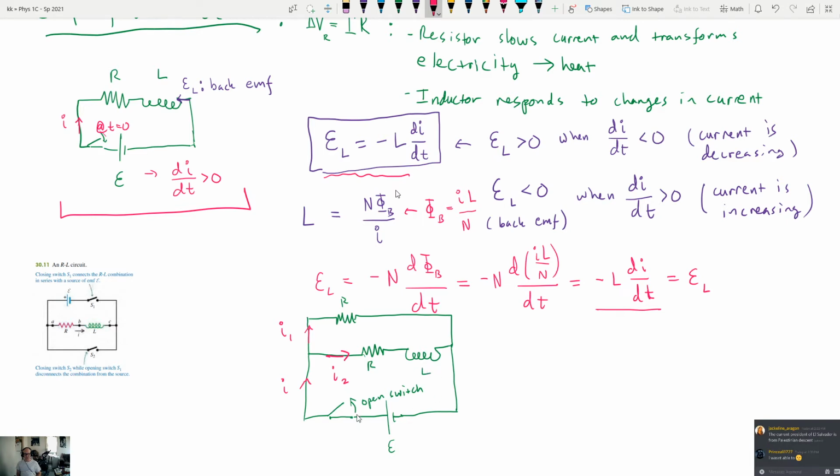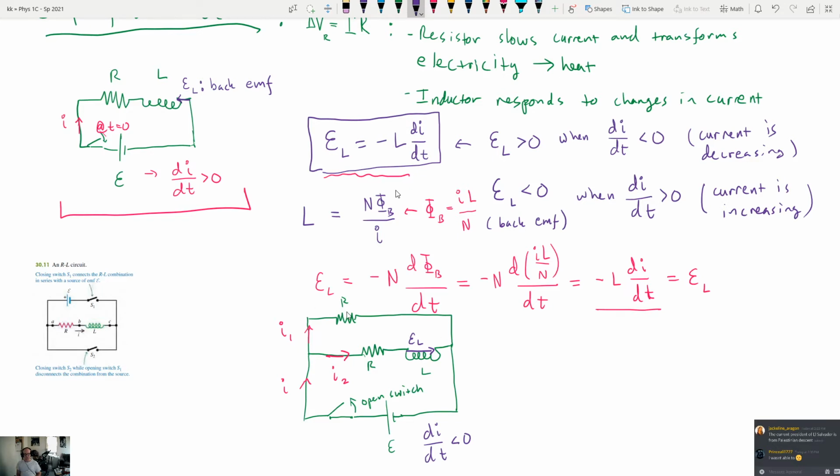So what happens is if you open the switch, then there's only going to be current flowing around the top right here. And what's going to happen is that when you open the switch, you're going to get an EMF in your inductor that's going to go in the same direction. Because if you open the switch, that means that dI/dt is less than 0. So the inductor is basically going to keep the current flowing this way.